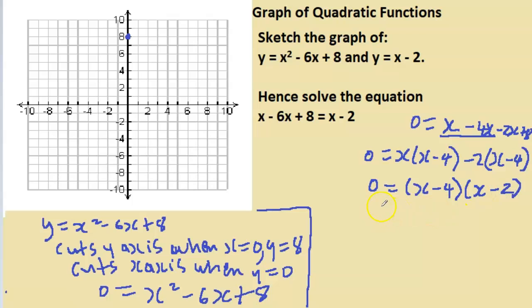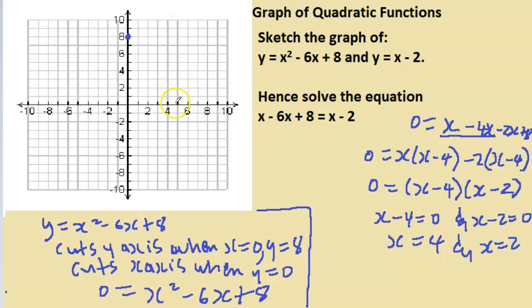And to solve, we equate both brackets to 0. So x minus 4 equal to 0, x minus 2 is also equal to 0. So x equal positive 4 and x equal positive 2. Now these are the values where the graph cuts the x-axis, at 4 and at 2. So now we need to find the turning point. These are the things we find when the domain is not given.